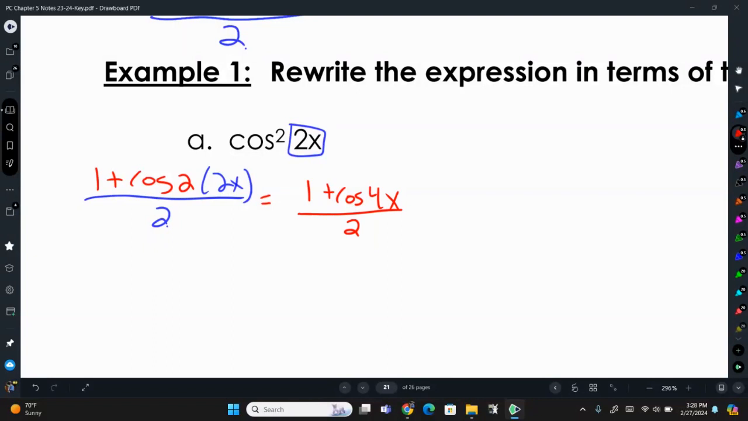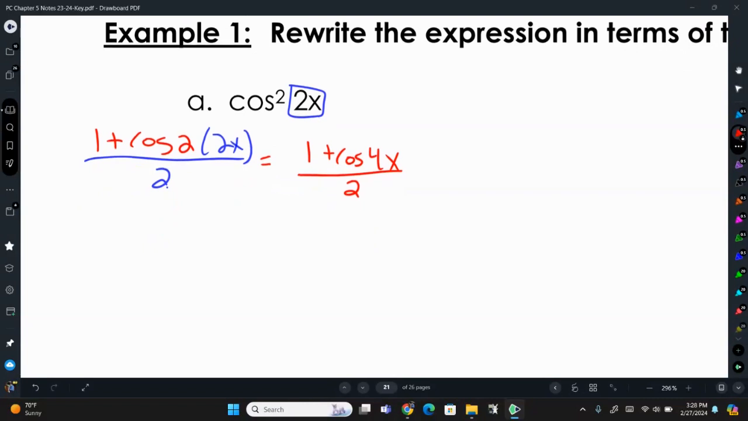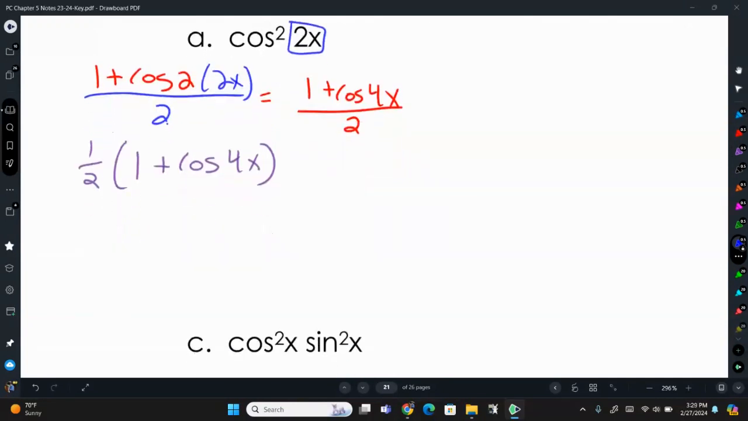Now, we don't want to deal with dividing by 2, so we're going to factor out a 1/2. So we factor out a 1/2, that gives us 1 plus cosine 4x. And we can distribute this to verify that we get what we started with. So we now reduce this to a cosine to the first power. So this is our final answer.